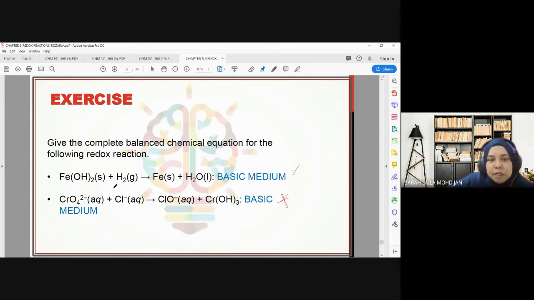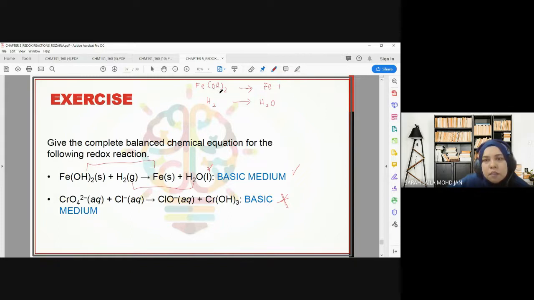Alright, so we try to do this one. Okay, together. So first step, identify the half equation. So Fe, then H2O. Okay. Ni basic medium. Alright, kita buat step yang sama macam yang sebelum ni, balance selain daripada O and H. Okay, so dah balance. And then balance O.